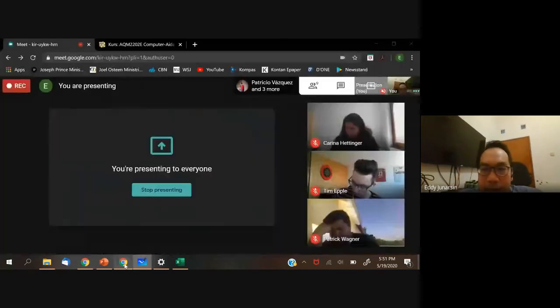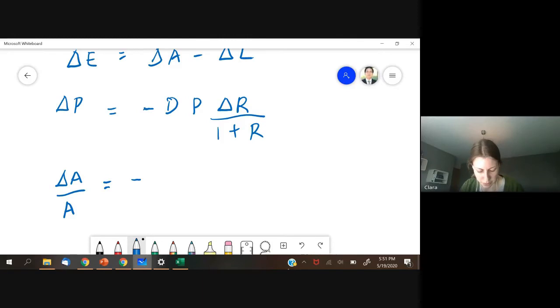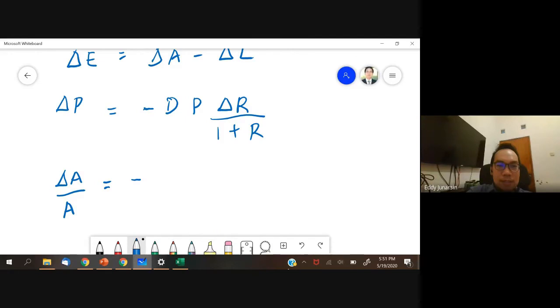Who is it? Clara, maybe Clara? Can you tell me, Clara? Just the same analogy with this one, delta P per P. Now we are doing delta assets, the change in asset value divided by the original asset value. It's just the equivalent equation. So it would be delta A divided by A, minus what? Minus duration of the assets.